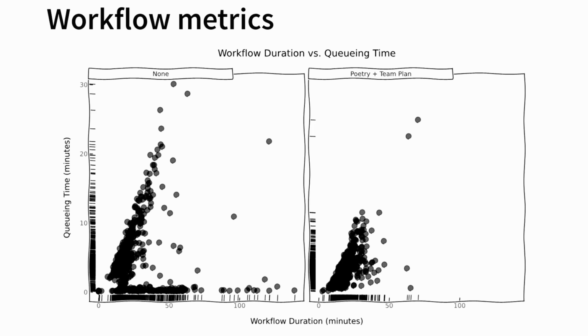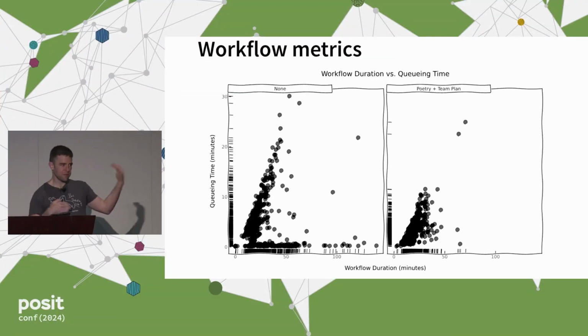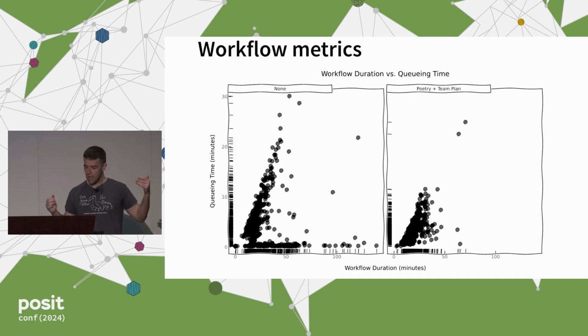And then on the right, that's what the same data looks like after we switched to poetry and increased concurrency. And we've still got a couple of outliers that need to be debugged a bit, but we're in a much better place where things are both more correlated and shallower.